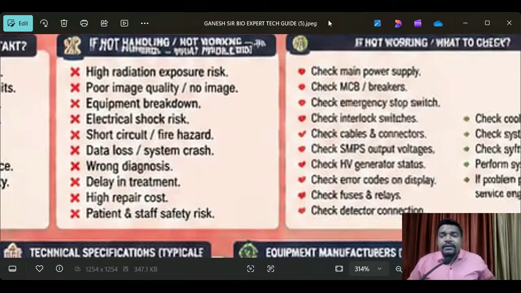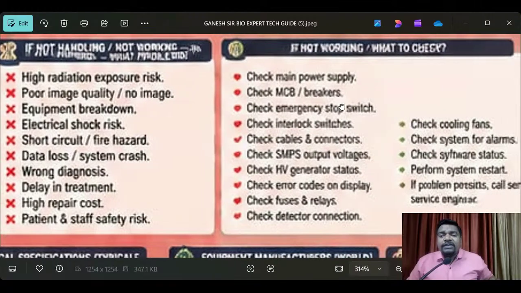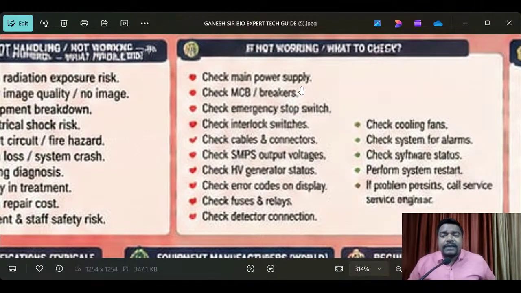And now see here, if it is not working, what to check? Check the main power supply and check the MCB breakers. First of all, don't panic and don't worry. Whenever you get a complaint, don't escape, and don't make wrong statements to the hospital, like you are not using it properly or you don't know how to use it. Don't give comments like this to the hospital management, because they are not blaming you.